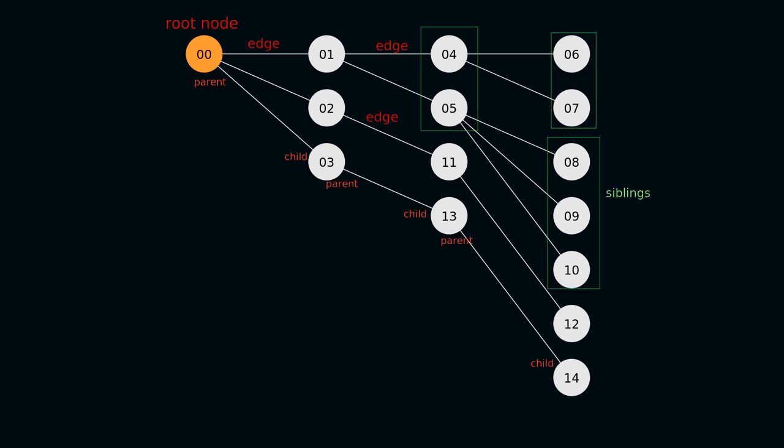Those circles are called nodes. Each node has a unique number as its index. 00 is the root node. Each node can have one or more child nodes. But a child can have only one parent node.